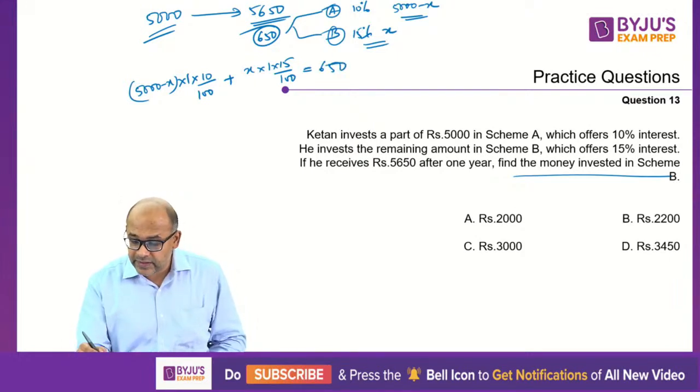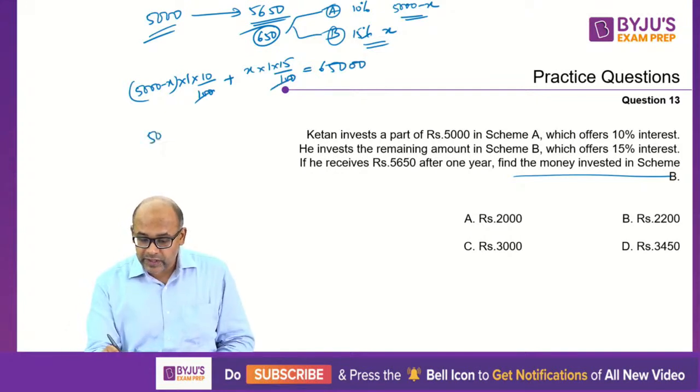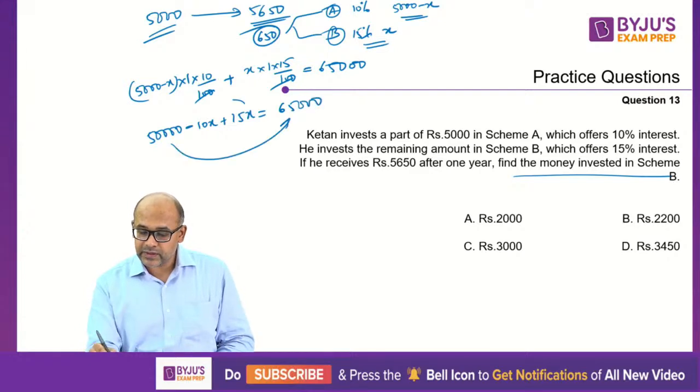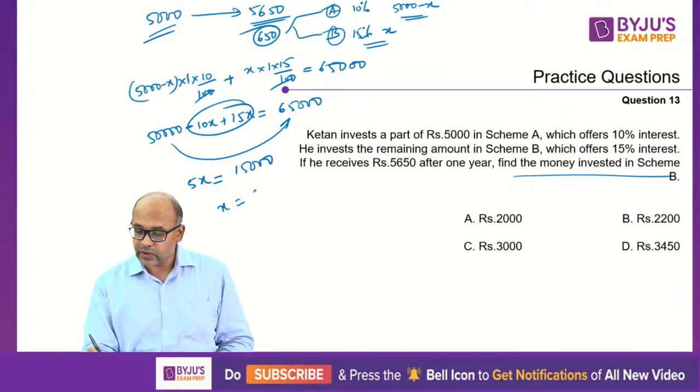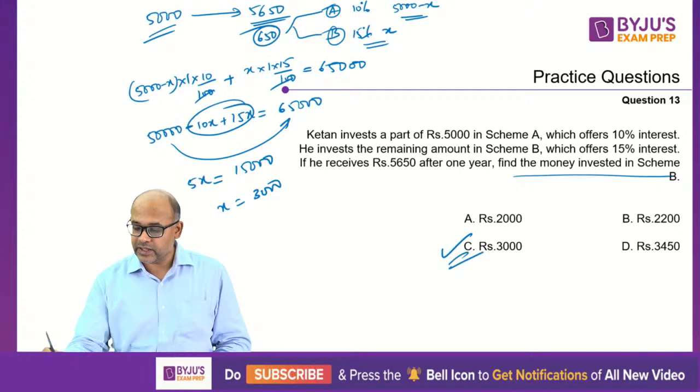So you can simplify this, put 2 zeros here. So what has happened now? This is 50,000 minus 10x plus 15x is equal to 65,000. Bring this here, simplify this. So this becomes 5x is equal to 15,000, or x equal to 3,000. Straight away you'll get the answer as option C.